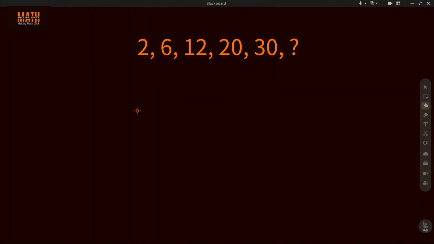Look at this sequence: 2, 6, 12, 20, 30, and question mark. Now, I want you to answer quickly. What comes next? Don't overthink it. Just trust your instincts.